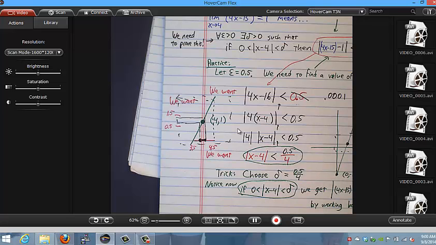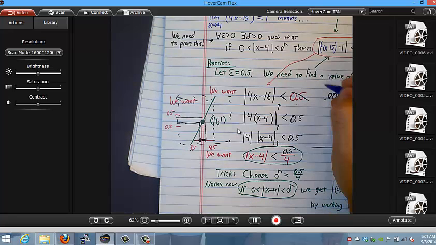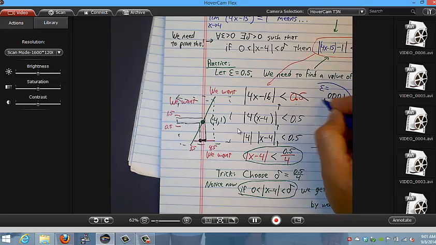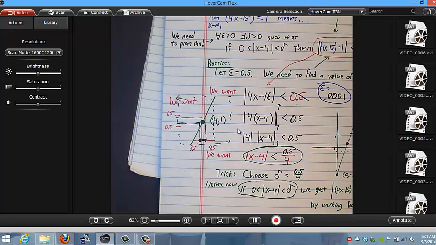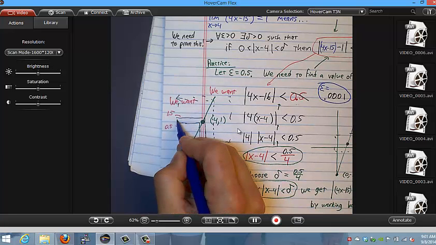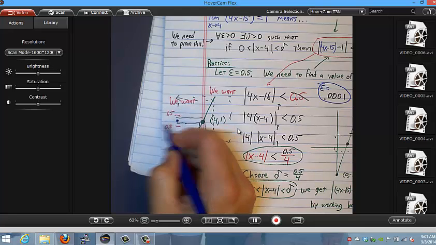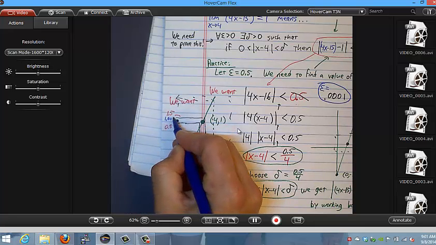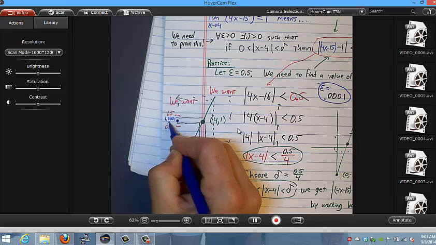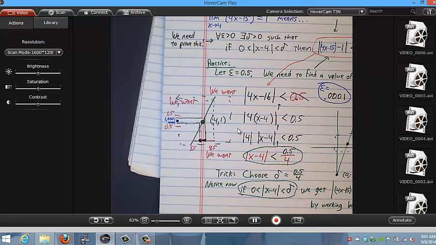Okay, now, one more example here. We're going to try epsilon equaling 0.0001. So check out what the picture would look like now. We want the outputs to be between, I mean, it's really small, 1.0001 and 0.9999. We want all the outputs to be in there.